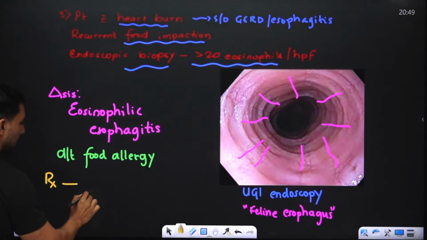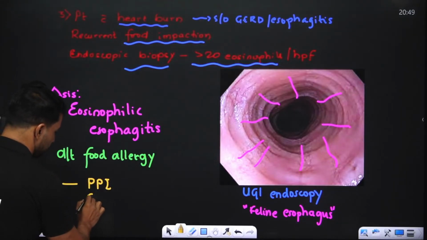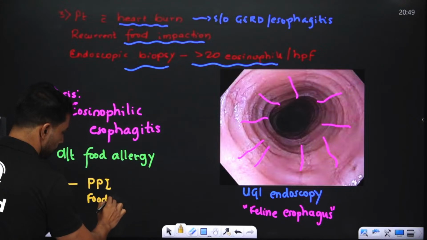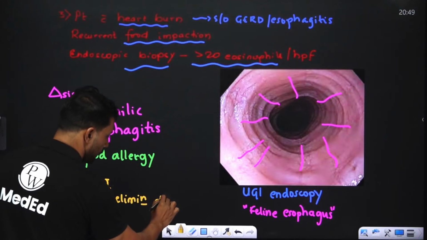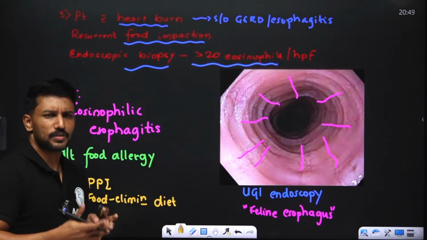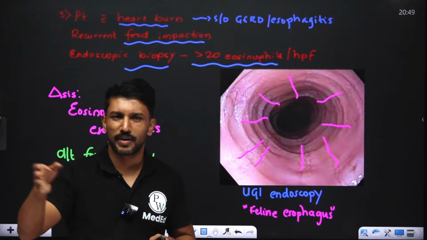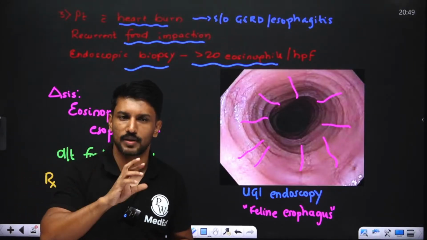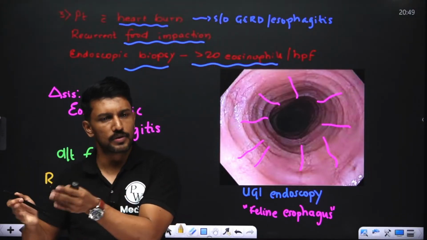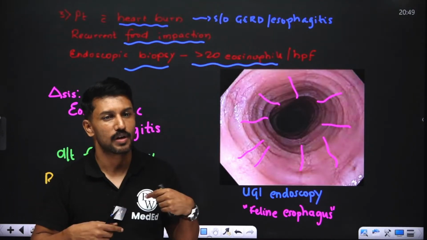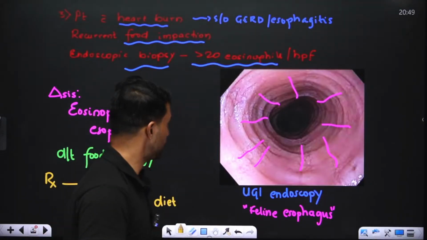So these patients can get some degree of benefit from giving PPIs and then food elimination diets. As doctors, we know there are plenty of food items which patients can be allergic to. So we will try to eliminate a few food items each time from the diet and see if there is any improvement. If after eliminating certain foods there is improvement, then probably the patient was allergic to those food items, and then we will ask them to avoid those food items, right?